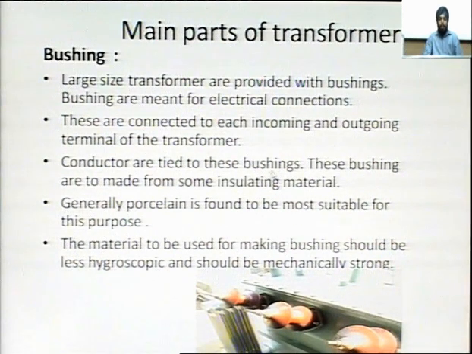Next is the bushing. Large size transformers are provided with bushings. Bushings are meant for electrical connections. These are connected to each incoming and outgoing terminal of the transformer. Conductors are tied to these bushings. These bushings are made from insulating materials. Generally, porcelain is used as the most suitable material for this purpose. So these are the bushings which are used for carrying the current from the transmission line or distribution line to the inside of the transformer, to the primary coil of the transformer. So these should be made up of insulating material. So generally we use porcelain material for the construction of bushings.